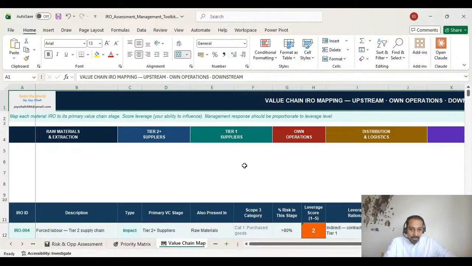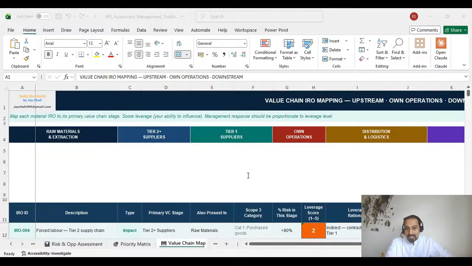Then value chain mapping, which again is very important. In the whole value chain map, all the material topics are mapped across seven value chain stages, from raw materials to end of life, with scoring from 1 to 5 and color-coded rationale.